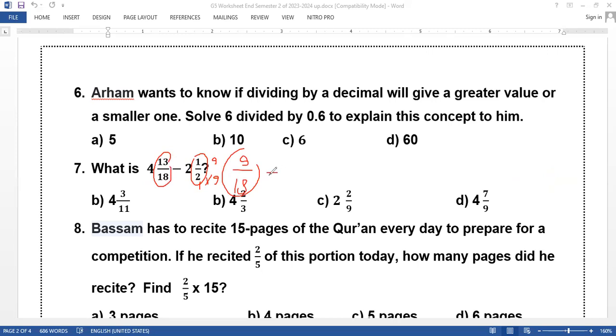So we keep the same denominator. 13 minus 9 equals 4. 4/18. We can simplify it by dividing both numerator and denominator by 2. 18 divided by 2 equals 9, so we get 2/9. We cannot simplify more. Now the whole part: 4 minus 2 equals 2. So the answer should be 2 and 2/9.